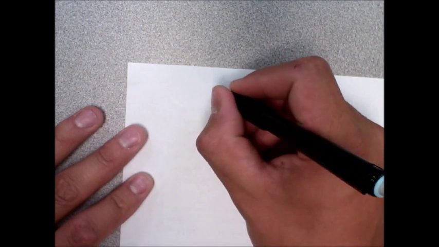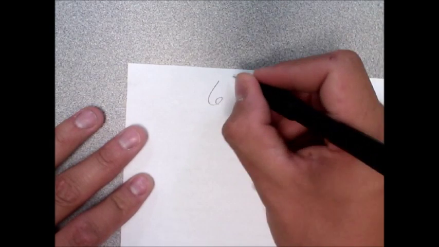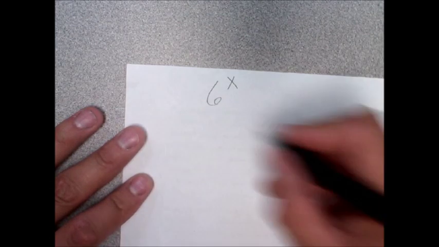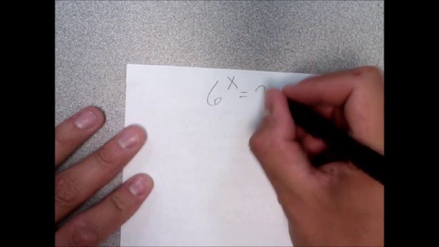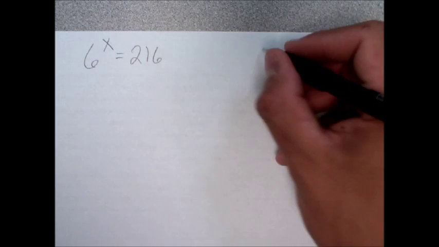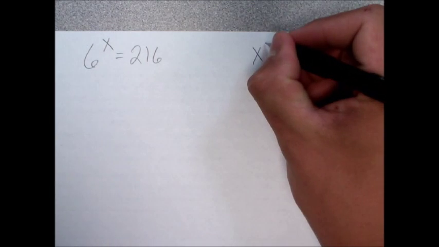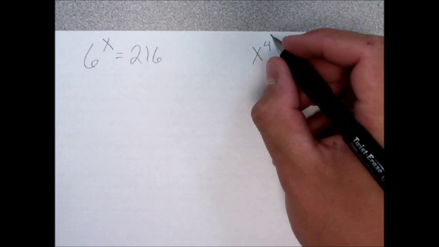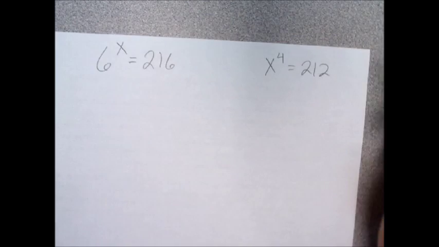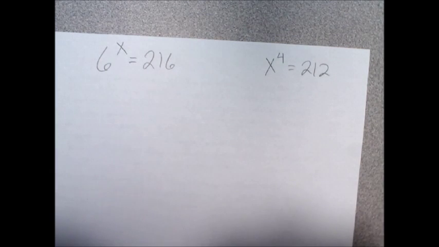You'll have, let's say, 6 to a variable. So 6 to the x power. And they'll say, find the answer to that problem. Okay? So that's your first type of exponential equation. The second type of exponential equation is they'll give you a variable to a power and then ask you to solve for it as well. Okay? Now there's several ways that I guess you could go about solving these.